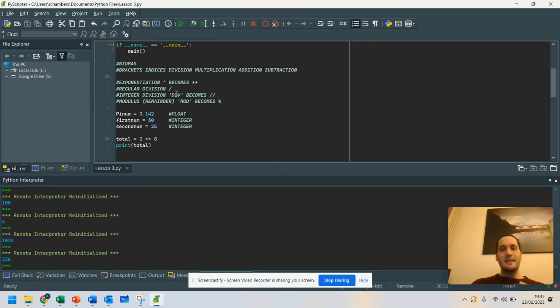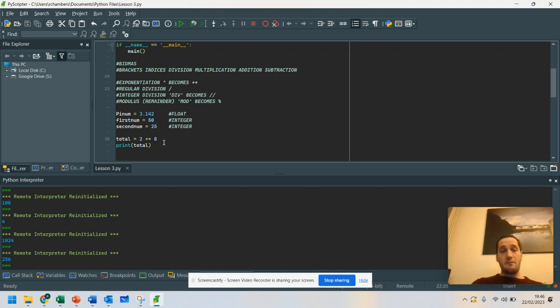We are going to go 2 to the power of 8. 256. And you should understand that anyway, if you've done a bit of computer science and you understand how binary works and how we go 1, 2, 4, 8, and so on. So if you had 8 bits. So that's the exponentiation there.